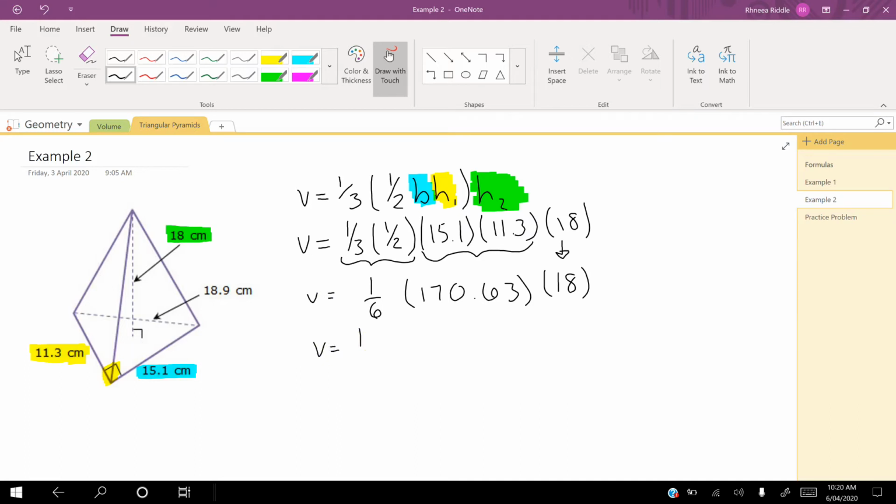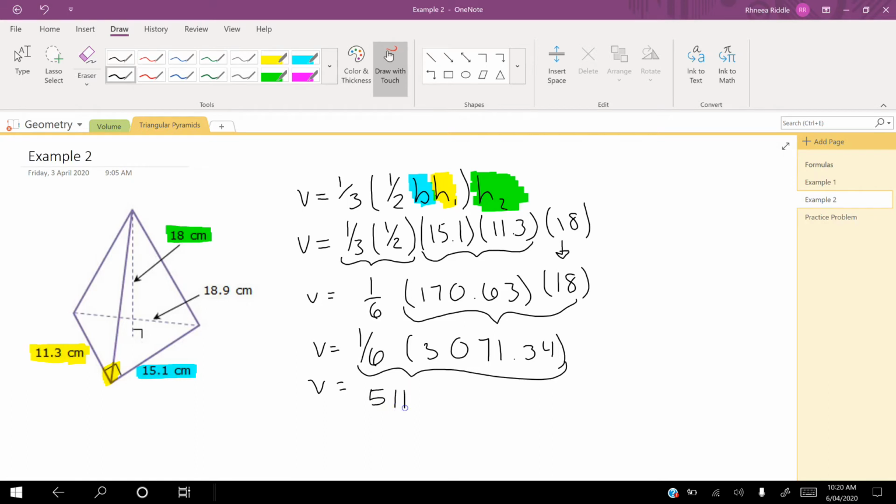So then we're going to keep that 1/6, and we can multiply this 170.63 times our 18. We get 3,071.34. And then we just have to multiply that by our 1/6. And when we do that, we get 511.89. And these are in centimeters, so it's centimeters cubed. So that is the entire volume of this pyramid.